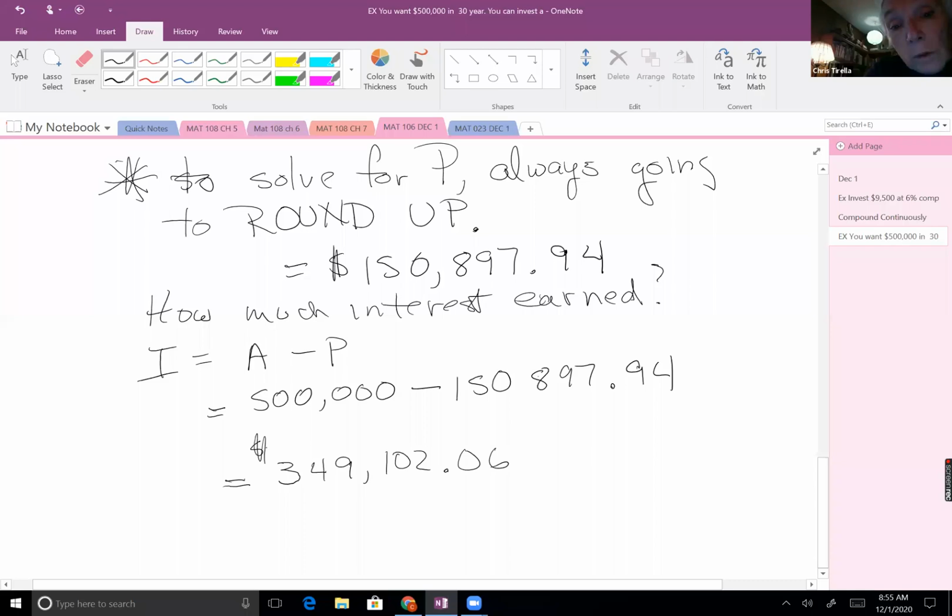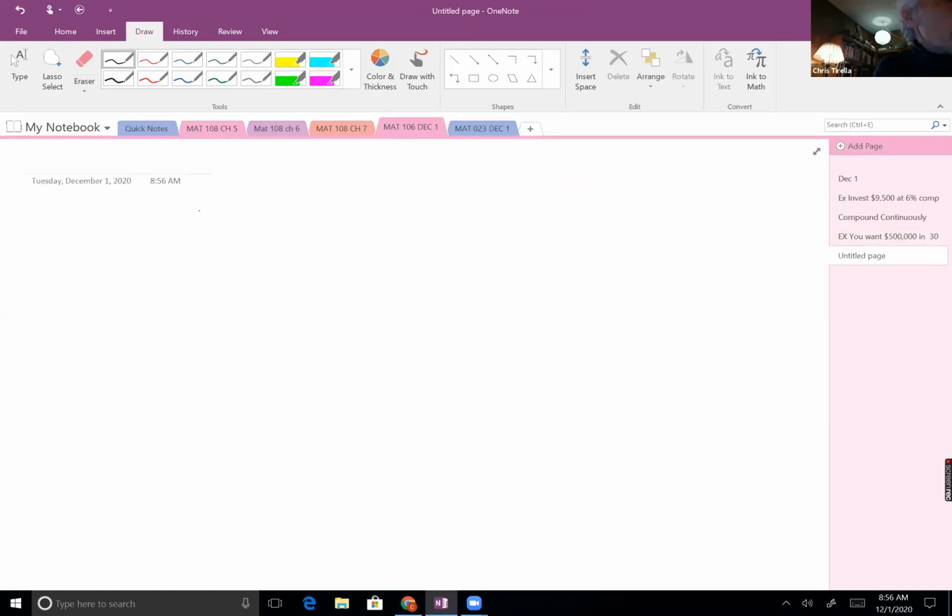And so look, the interest is more than double the money that we put in. That's a lot of money to make just for waiting. But the problem is that most people don't have that $150,000 now. And so that's going to lead us to that next topic, annuities. But before we look at annuities, there's one more thing we need to do with this compound interest formula, and it's the ability to compare different investments.